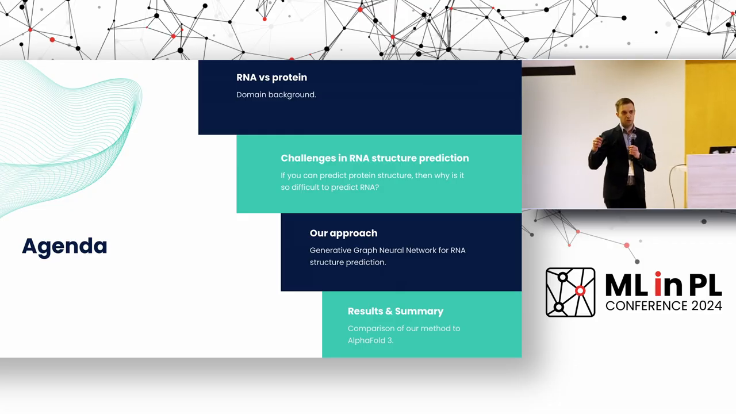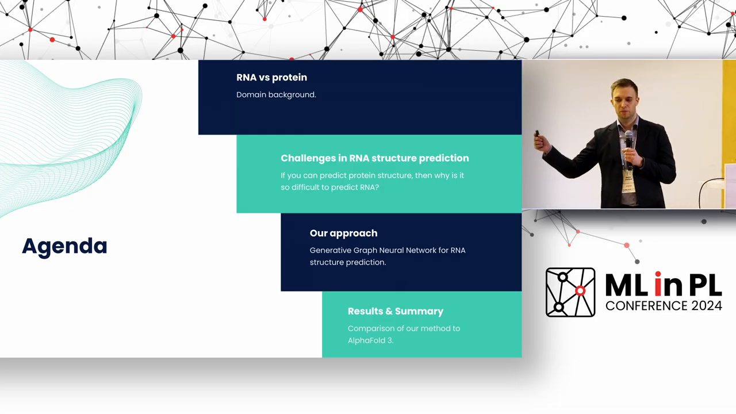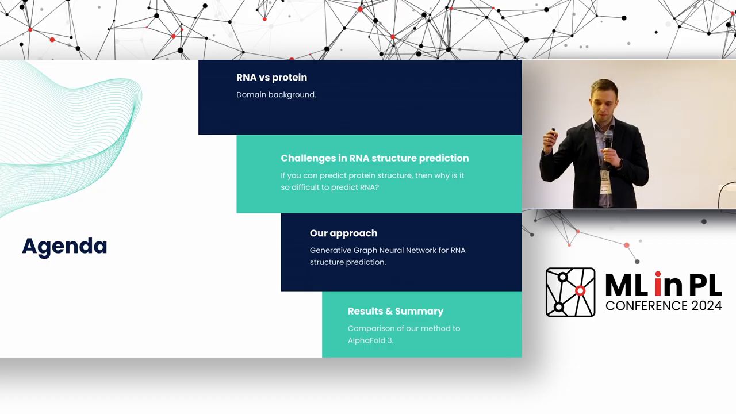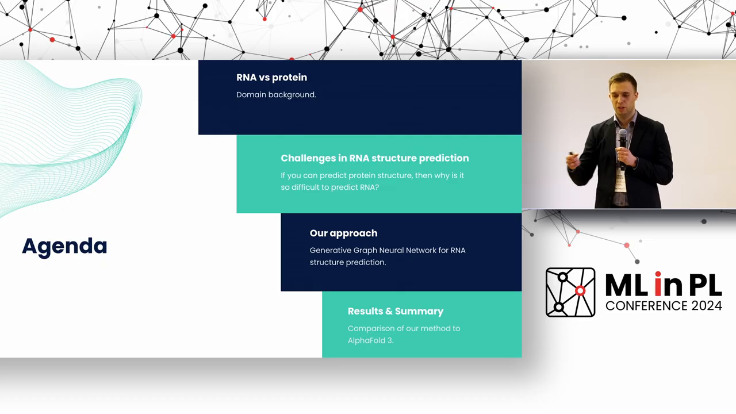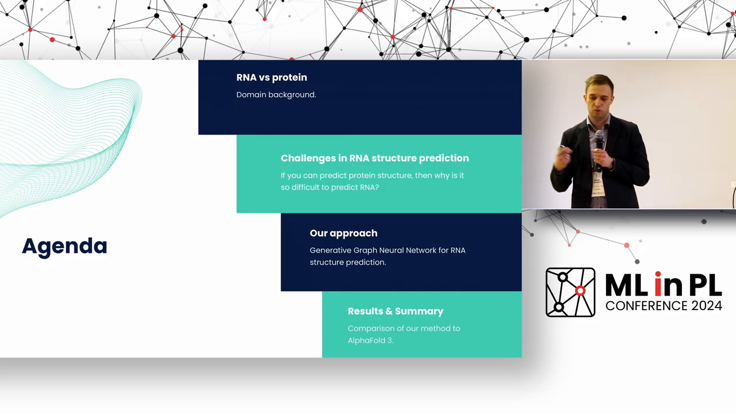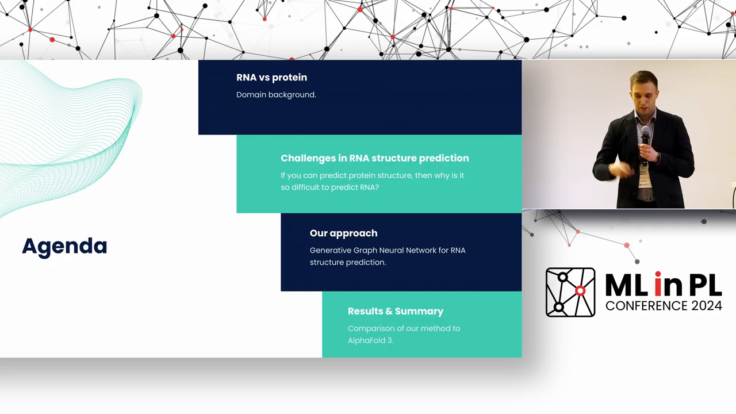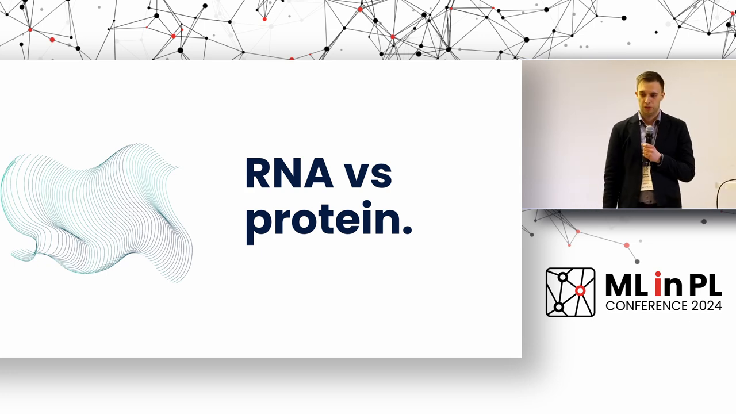At the very beginning, I want to provide some domain background so that you can understand the difference between RNA and protein. And then I want to talk more about the challenges in RNA structure prediction, and if we have AlphaFold for proteins, why can't we make it work so easily for RNAs? Then I will go to our approach, what I've done, and I will present some results and a summary.